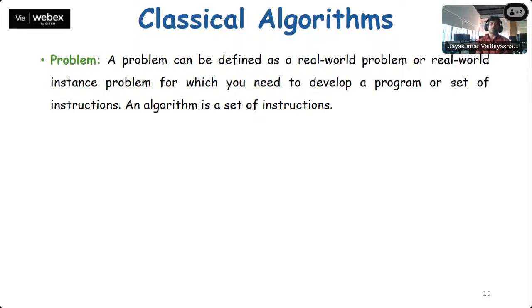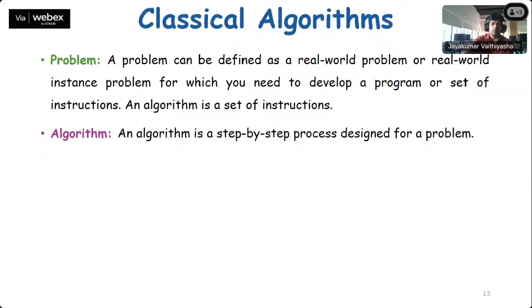First, we need to understand what a problem is. A problem can be defined as a real world problem or a real world instance, for which you need to develop a program or set of instructions, and obviously an algorithm is a set of instructions. So each and every time you need to give instruction. Okay. So you have a set of instructions, then you can call it an algorithm. Right. So an algorithm is a step-by-step process designed for the problem. So actually the algorithm is intended to solve this problem.